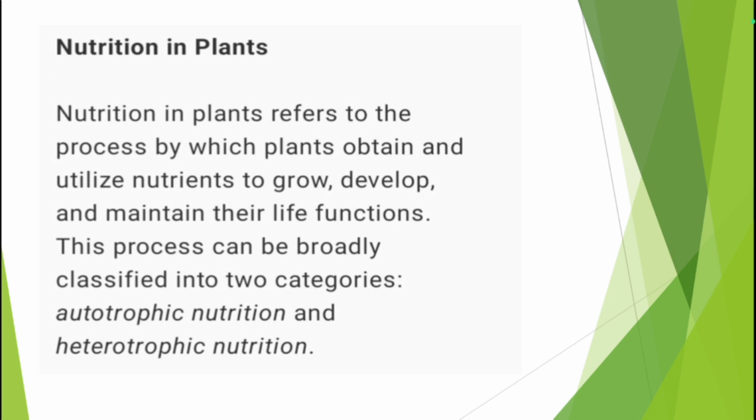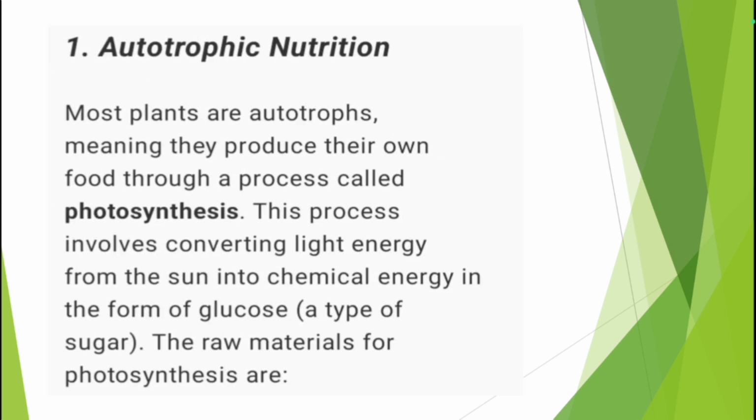Okay, then the first one. Generally, all the plants are autotrophs, but there are also some plants which are heterotrophs. First, we'll be learning about the autotrophic plants. All the plants are autotrophs. Usually in autotrophic plants, the general process carried out is photosynthesis. In this process, what happens? The light energy is converted into chemical energy. Okay, this is the key point.